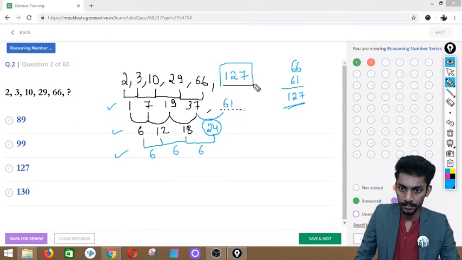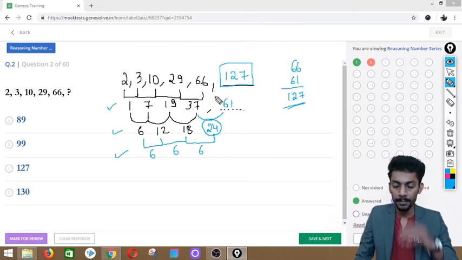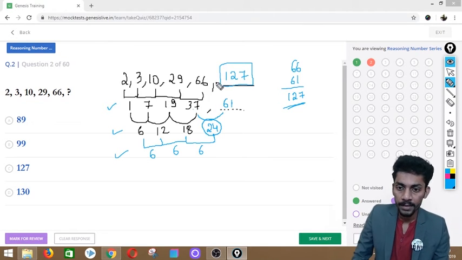127 is the answer. Okay. Triple difference here. What do they do? 127, see, 2, 3, difference is 1. 3 and 10, difference is 7. 10 and 29, difference is 19. 29 and 66, difference is 37. Correct. Now we need to get the same difference followed.